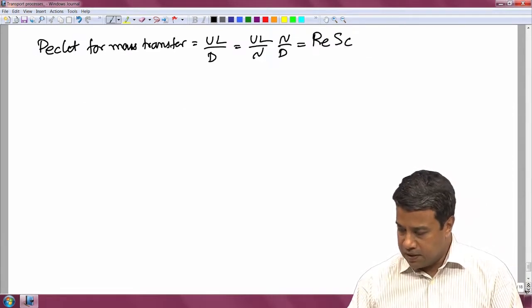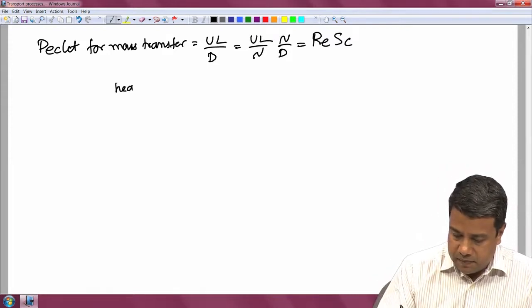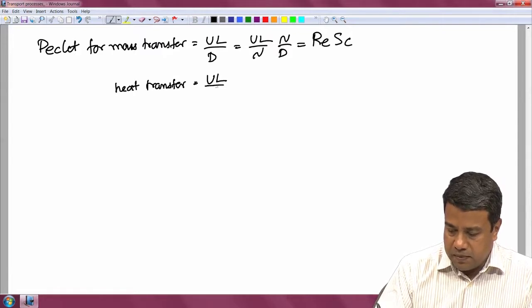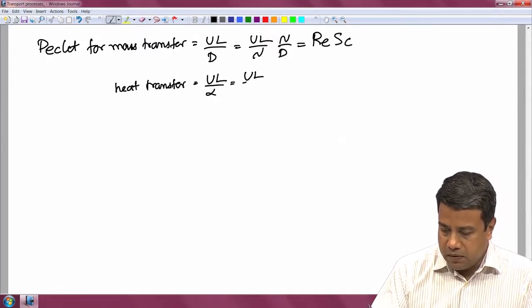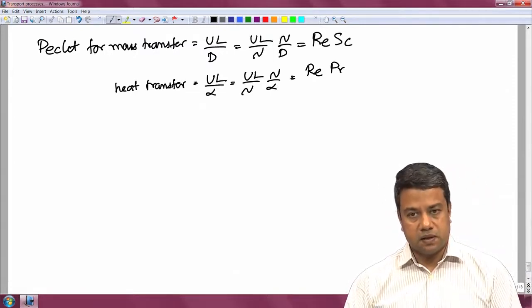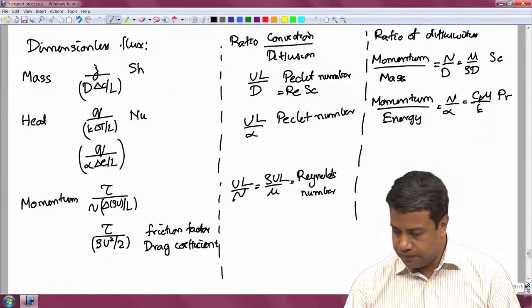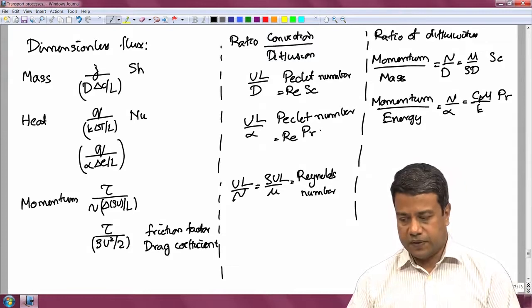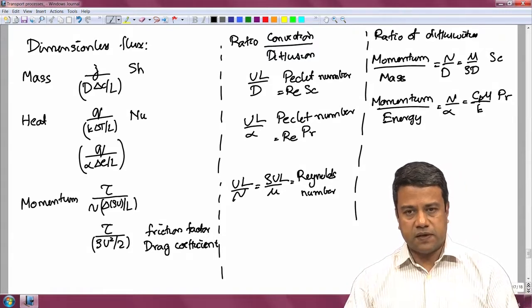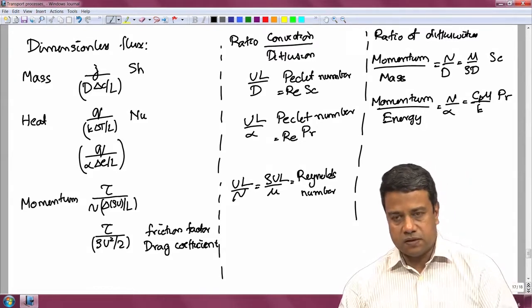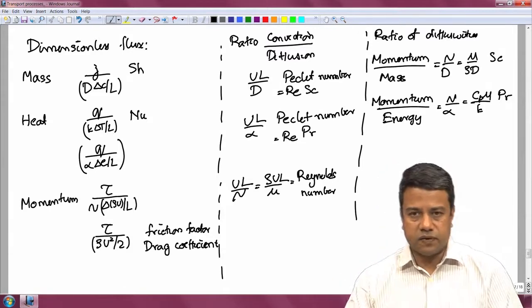Similarly, the Peclet number for heat transfer is equal to UL by alpha, which is equal to UL by nu into nu by alpha, which is equal to the Reynolds number times the Prandtl number. So, these are all related. Therefore, I have broadly classified the dimensionless numbers that we came across as dimensionless fluxes, ratios of convection and diffusion, and ratios of diffusivities.